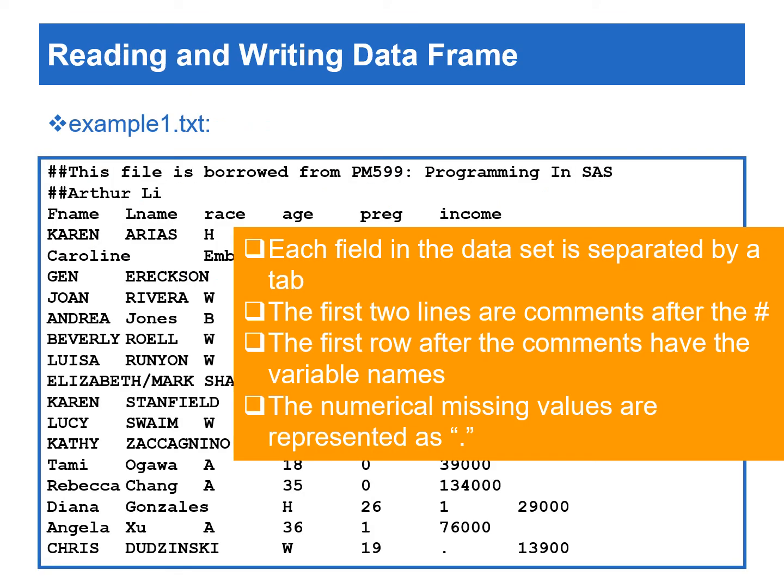Let's see how to read this text file. Columns in this text file are separated by tabs. The first 2 lines after the # sign are comments. There is a header line that contains the variable names. The numerical missing values are represented as periods.